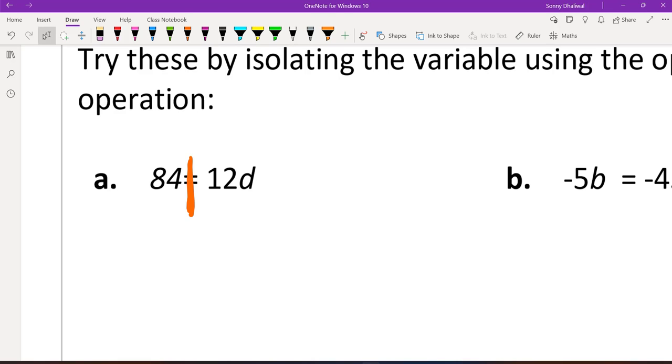Mason? Which number? 12. Yes. The one on the same side as the letter. Okay. How do we get rid of it? By doing the opposite. So what is the 12? Dividing by 12. Dividing by, right, yeah, excellent. 12 times D, the opposite of timesing, is dividing. Right? And whatever we do to one side, we do to the other. So you divide by 12 on this side.